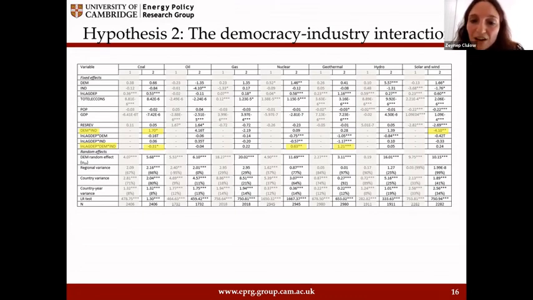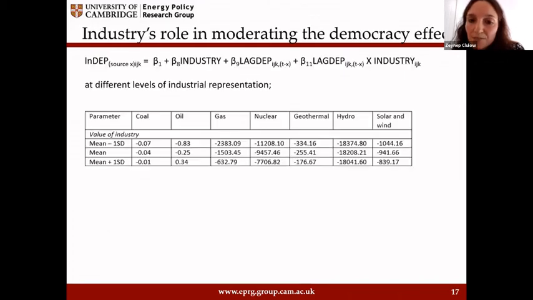We can't really infer too much about the nature of these interaction effects or the directions of these effects from these results. So we tried modeling or predicting marginal effects under different conditions of industrial strength or industrial consumption. If we start with the pooled average value of industrial energy consumption as a share of total energy consumption, you can see that the marginal effect of democracy is always negative across all of these energy sources. So in general, democracy has a negative effect on the deployment of these energy sources.